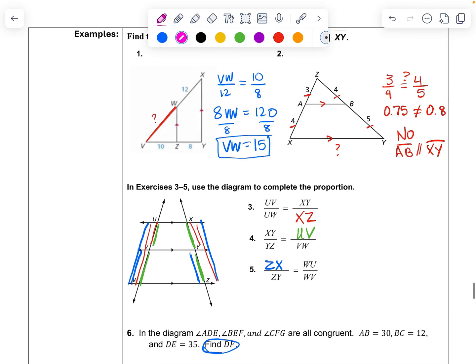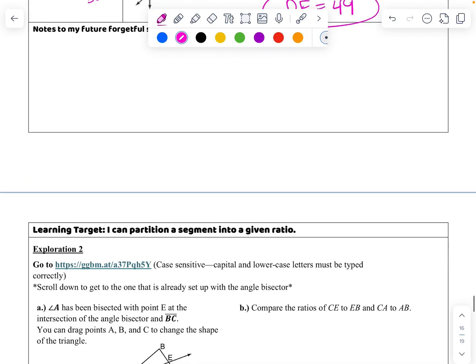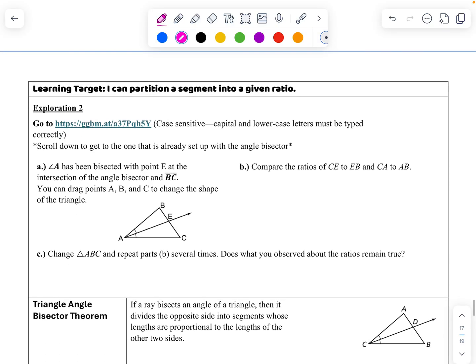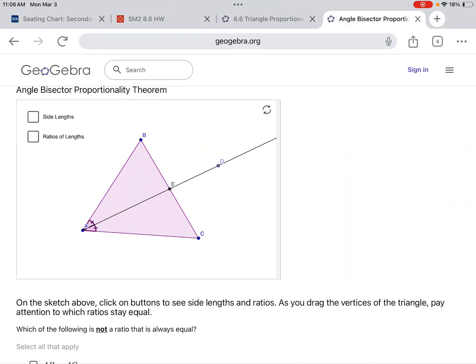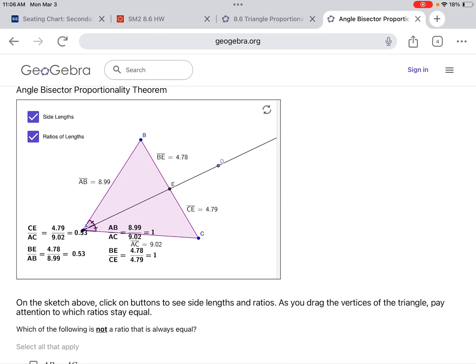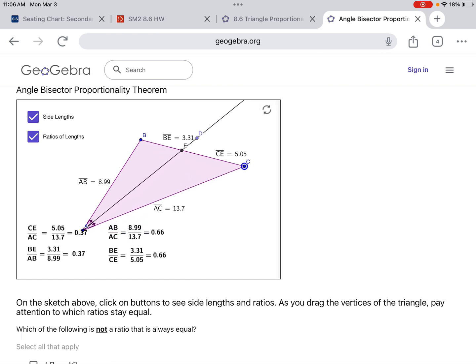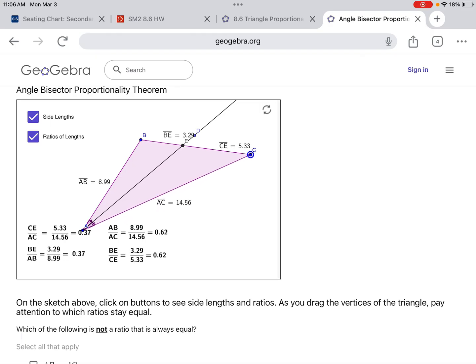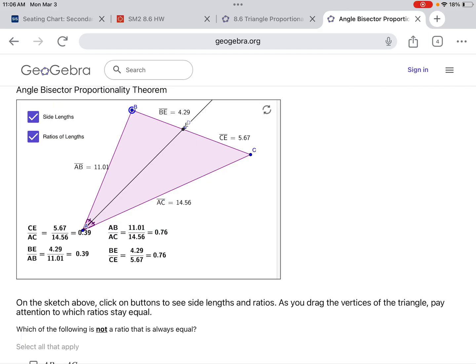Okay, so that's it for those. You can just set up those portions into ratios to find the missing stuff. Okay, now we have another GeoGebra activity if you want to go to this website. I have it pulled up here. This time we have an angle bisector, okay? And here's all of our ratios. Okay, I can move this triangle. See how the angle bisector stays an angle bisector? And as I move this, these ratios are staying equal or proportional.